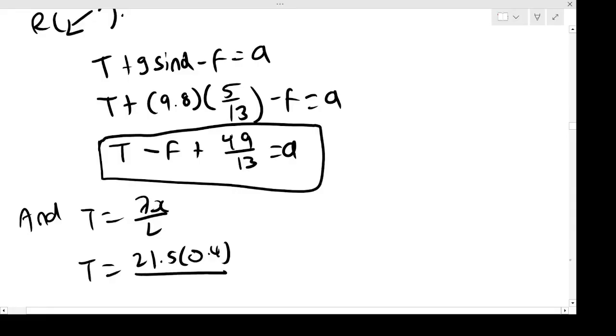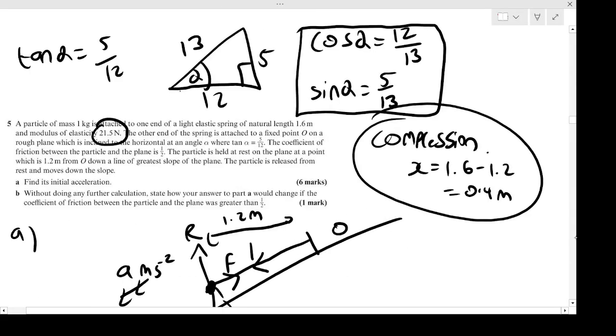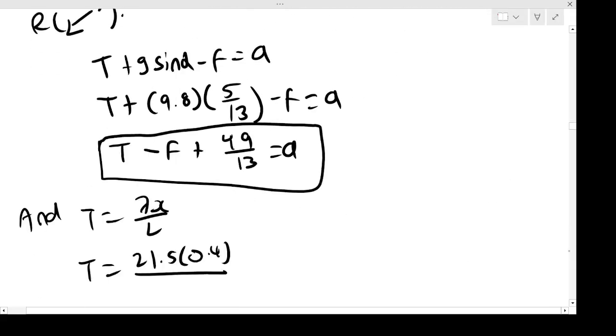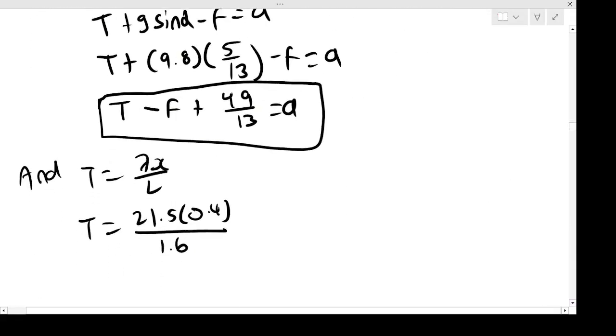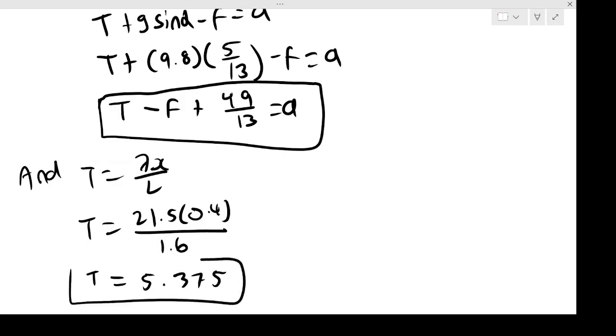Divided by the natural length, which was 1.6. Okay, so we can work out the force T, which will be 5.375, and there we are.